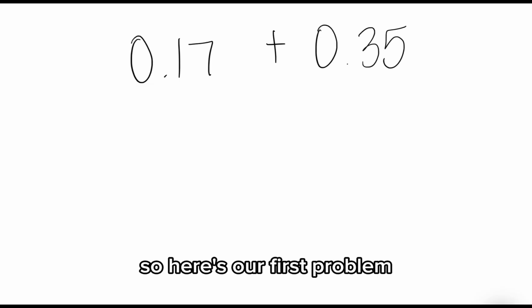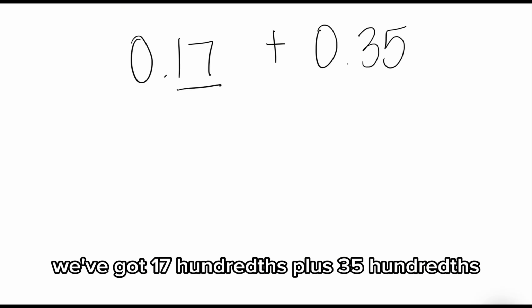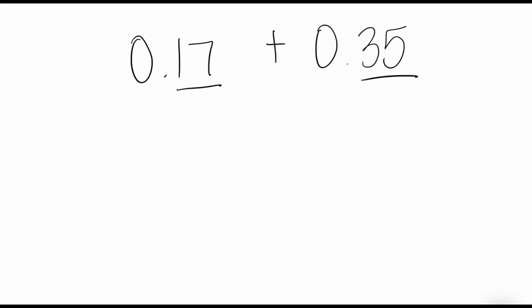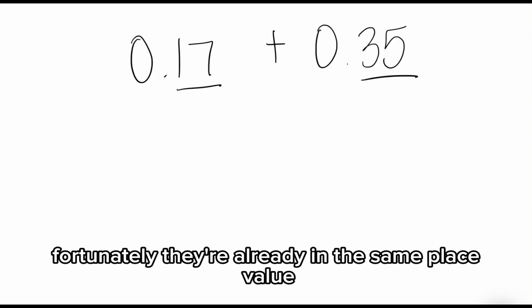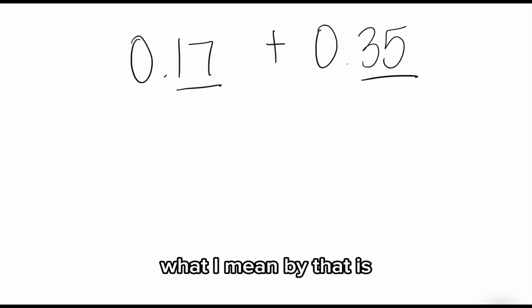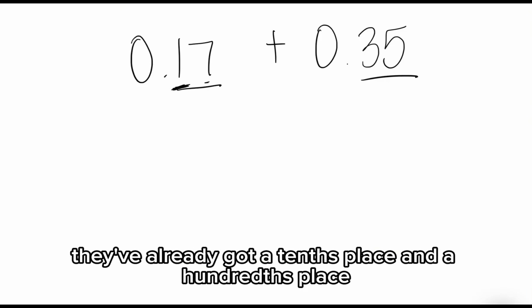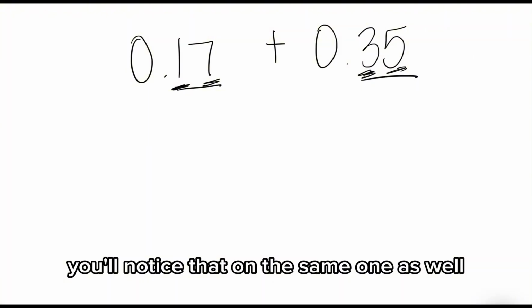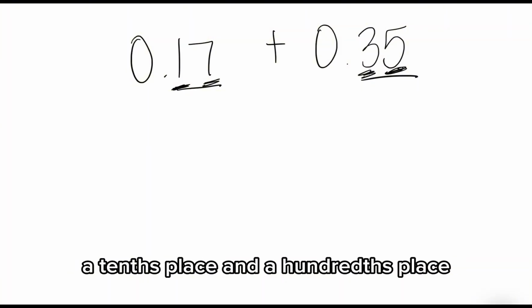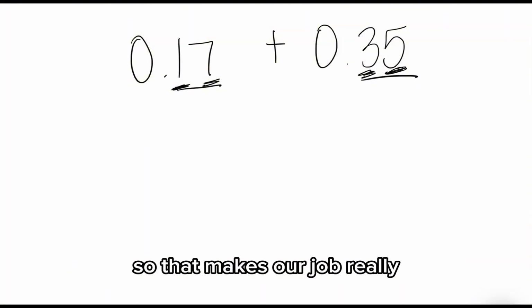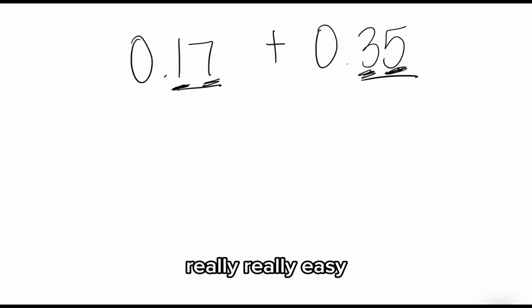So here's our first problem. We've got 17 hundredths plus 35 hundredths. Fortunately, they're already in the same place value. What I mean by that is they've already got a tenths place and a hundredths place. You'll notice that on the same one as well, a tenths place and a hundredths place. So that makes our job really easy.